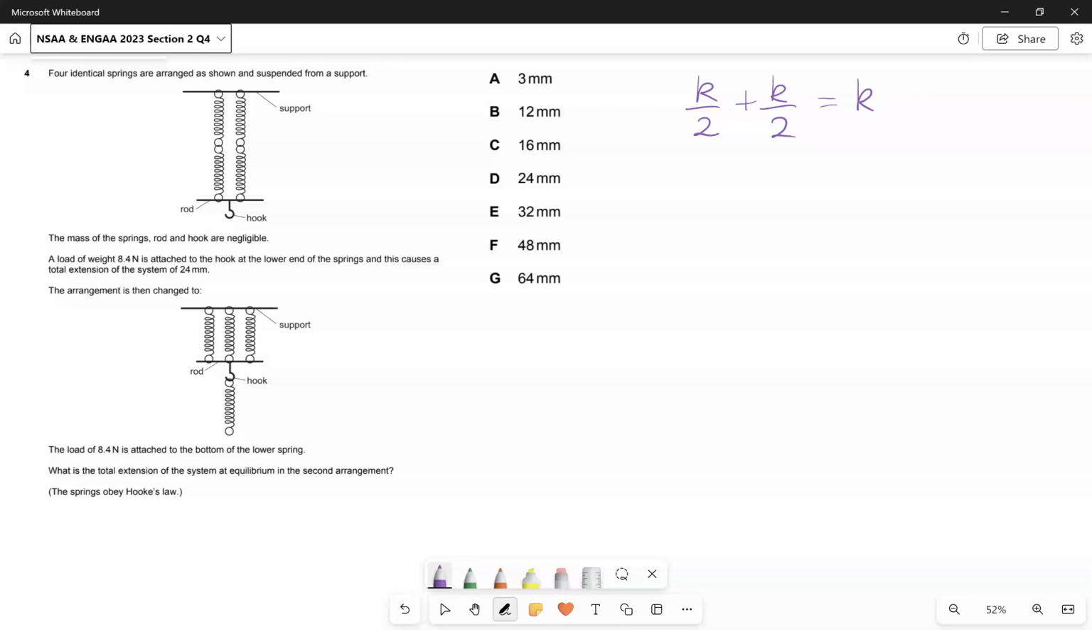So that's just something you should commit to memory whenever you're adding springs in series. So if I had 3 in series, I'd get K over 3, 4 in series, K over 4, and so on. Now let's look at the second system.